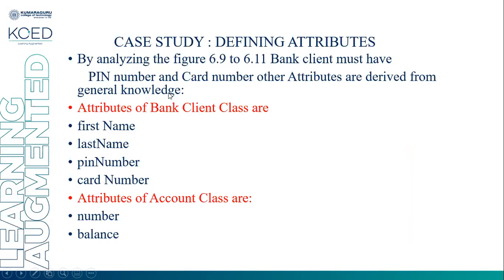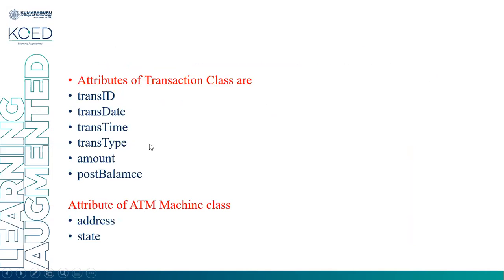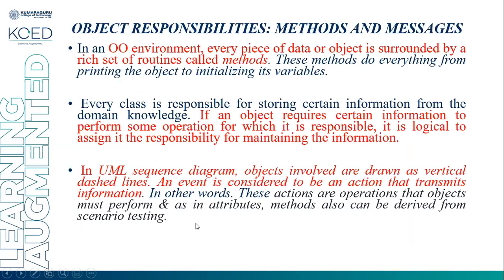Other attributes are derived from general knowledge. Attributes of the bank client are first name, last name, PIN number, and card number. The account class should have a number as well as a balance. Attributes of a transaction class: transaction ID, transaction date, time, type, amount, and post balance. Attributes of the ATM class are address and state.